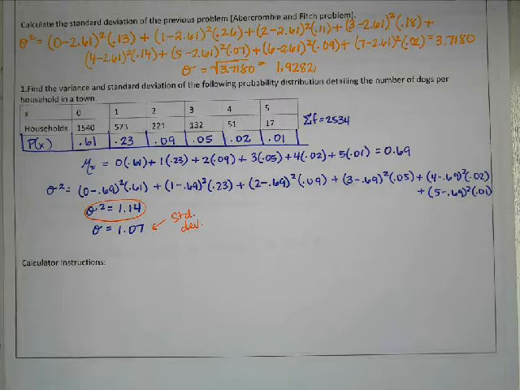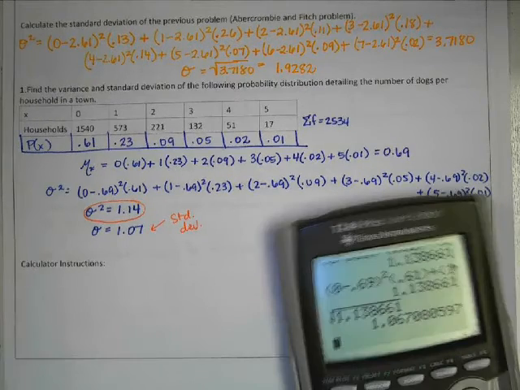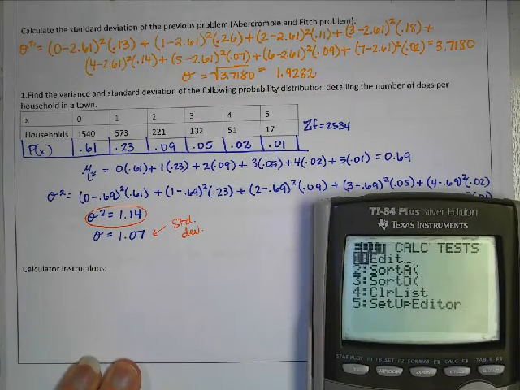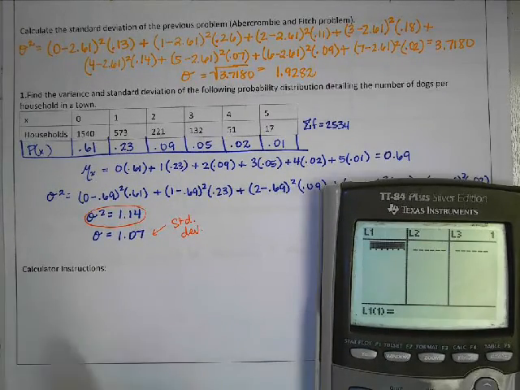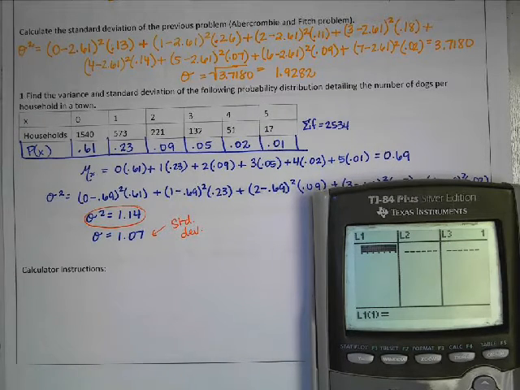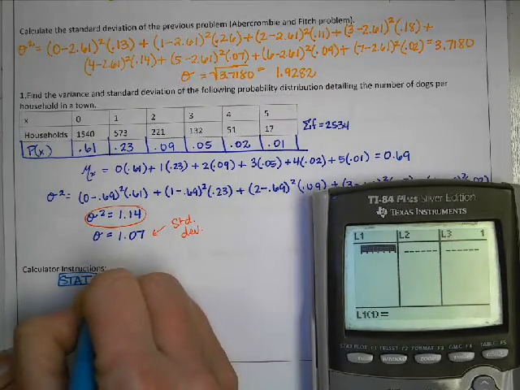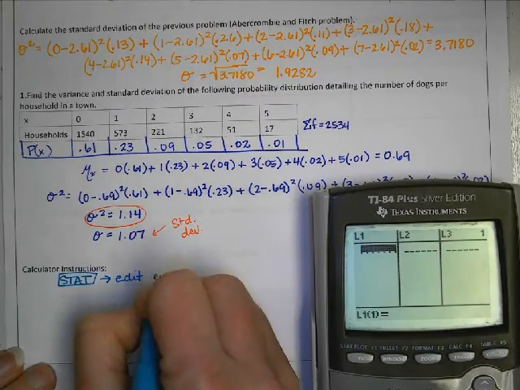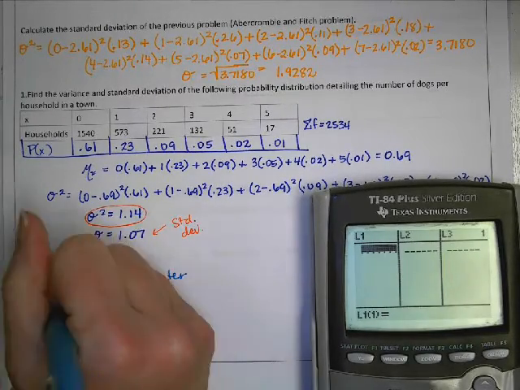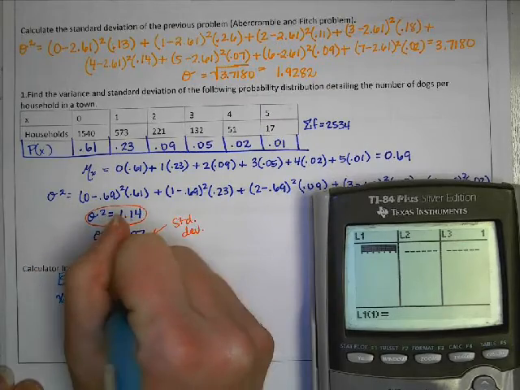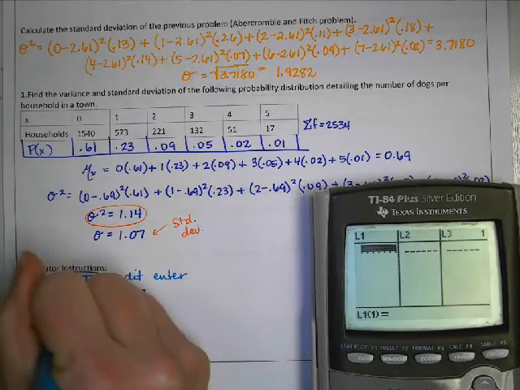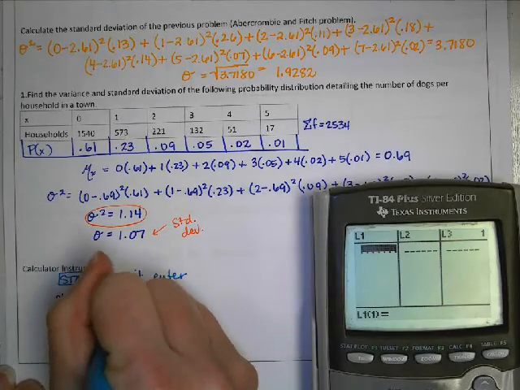But if we have larger discrete values than this, let's say it went 0 to 10, we can always use our calculator. So let's real quick go through the calculator steps. We'll write them down. I briefly mentioned it yesterday, but you're going to hit stat, then stat edit, and go to your lists. So we can do it with these same data values. I'm going to write those steps down real quick. You want your x values in L1 and your P of x values in L2.